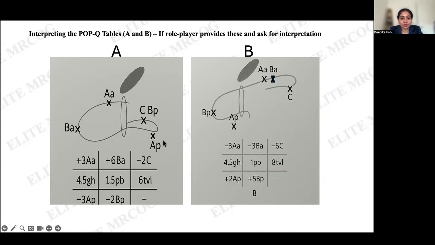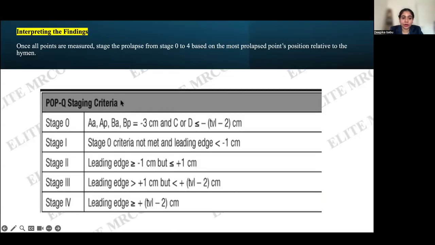Yes, ma'am. If it comes to the same number, equal number, equal is stage 4. A leading edge more than or equal to the total vaginal length minus 2 centimeters is stage 4. Can you see here? Just check this. Stage 3, okay. And a leading edge more than or equal to total vaginal length minus 2 will be your stage 4. Very easy, so go in this similar manner for the exam as well.